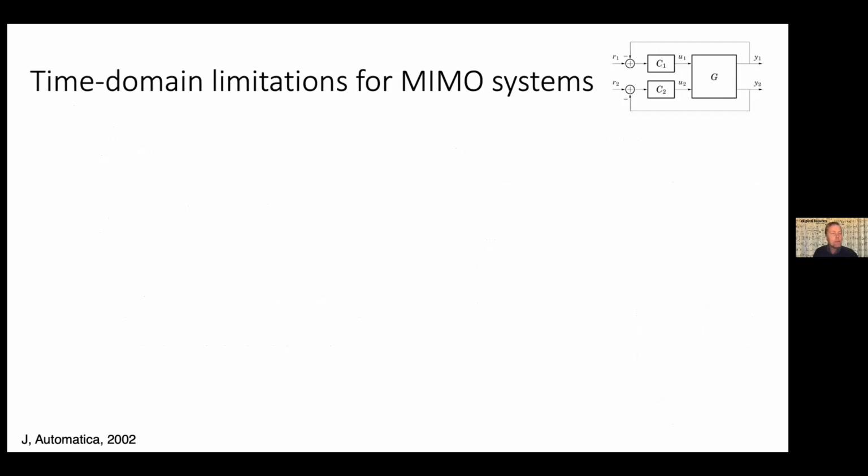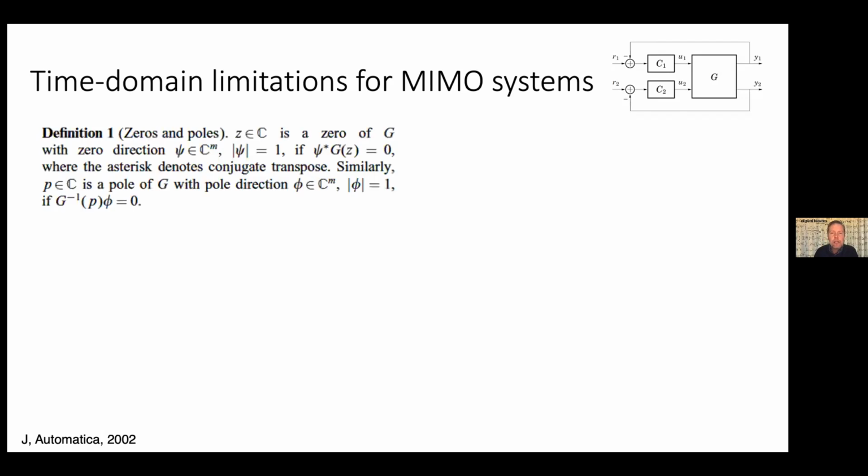Okay, let's look at some other limitations, a similar style as the one that you saw Åström derived earlier there, how one can extend some of what you have seen previously to MIMO system and express them in the time domain. So to appreciate this, we need to just remind ourselves what is a zero and a pole of a transfer function matrix.